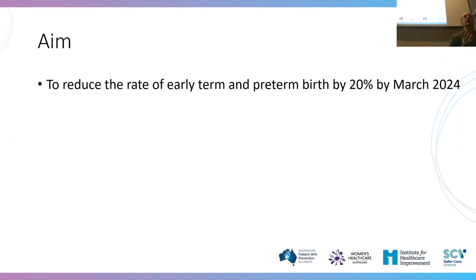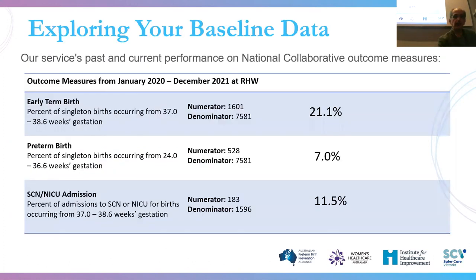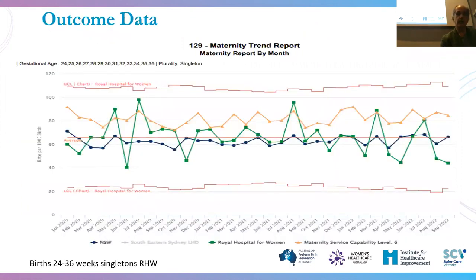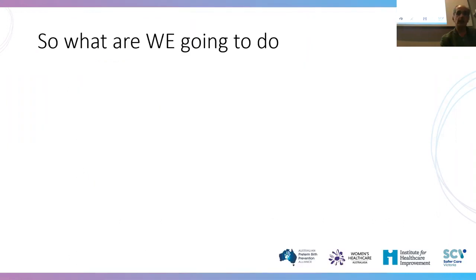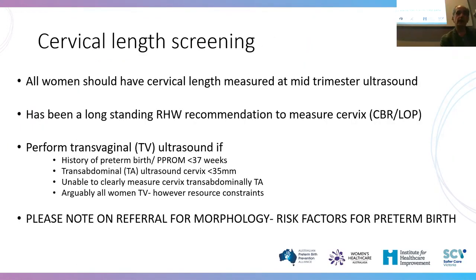And of course, the reasons for that are the obvious adverse effects, short-term and long-term, of preterm birth, but then the later, closer to 39 weeks, it's the issue around brain development. And just to let you know, this is our baseline data. Our late preterm birth is around 21%, and the preterm birth overall is 7%. We don't do too badly on those early pretermers. We were slightly surprised by those later preterm births. Now, we want to keep an eye on NICU admissions and stillbirths, however, making sure that they're not happening in excess.